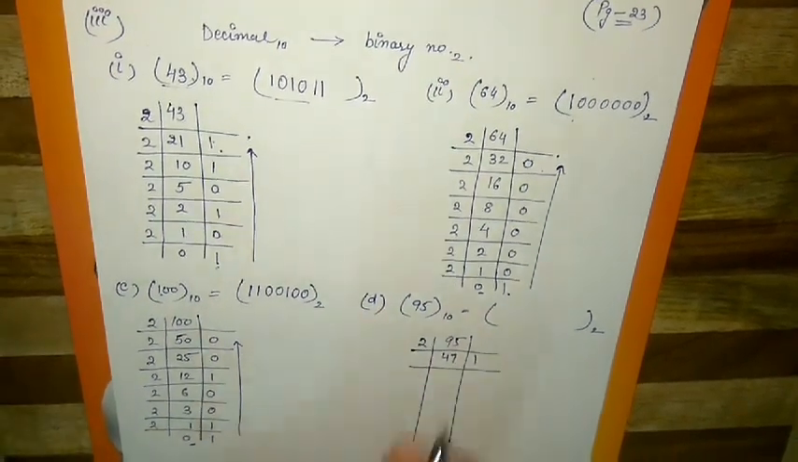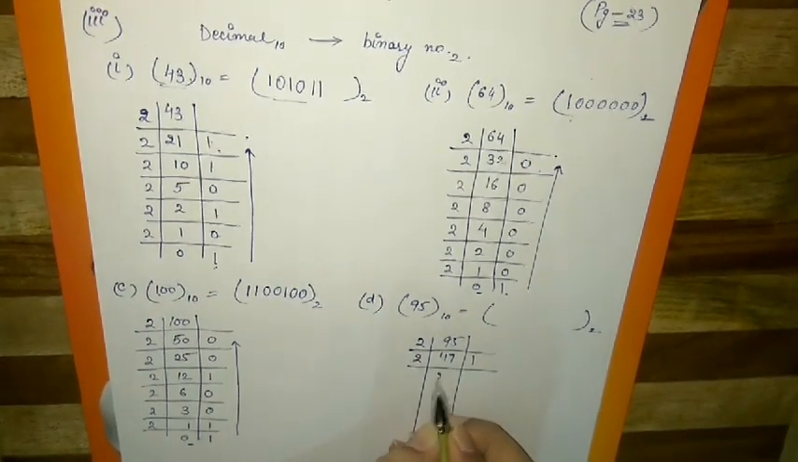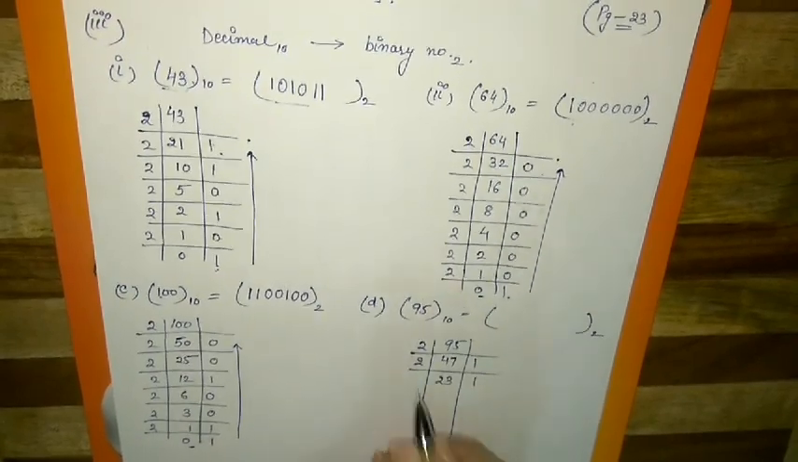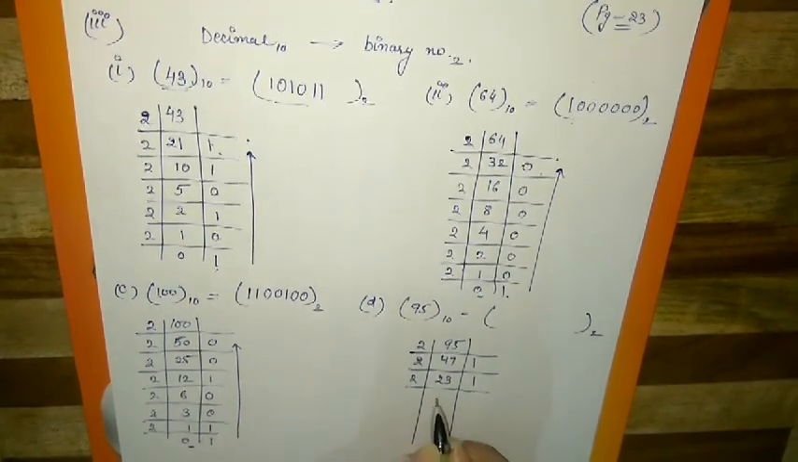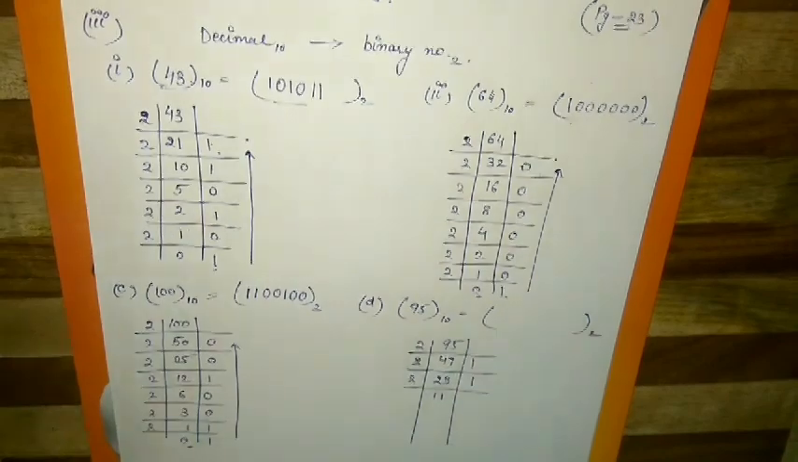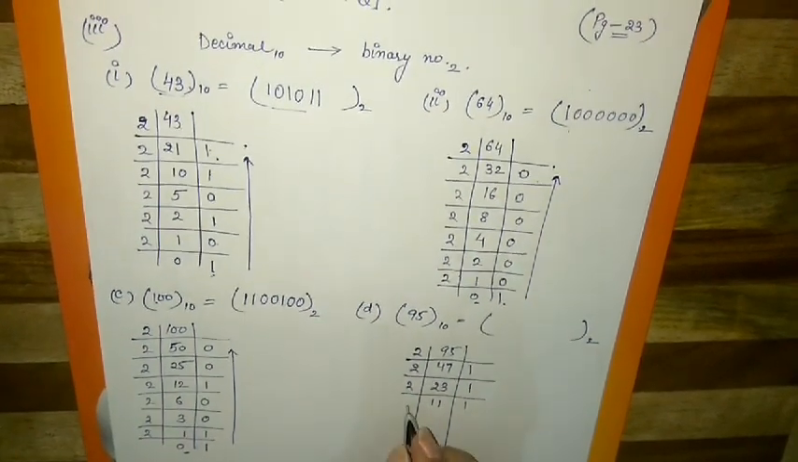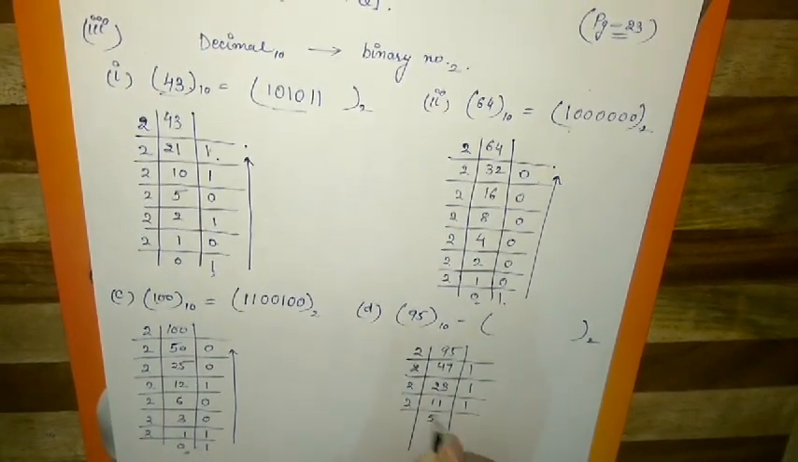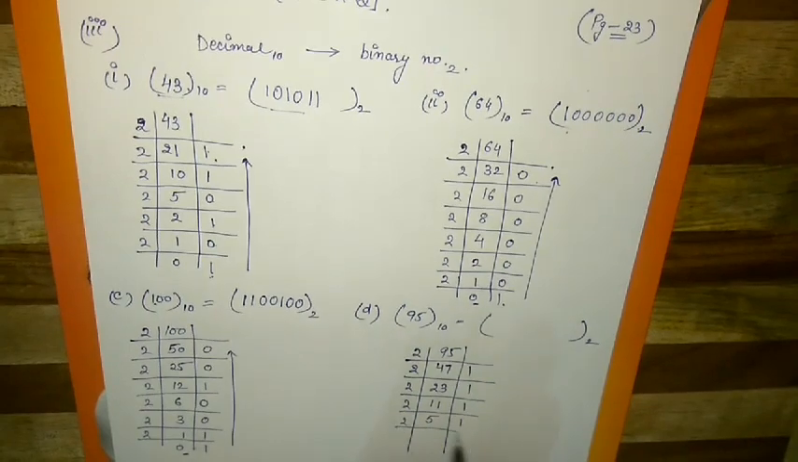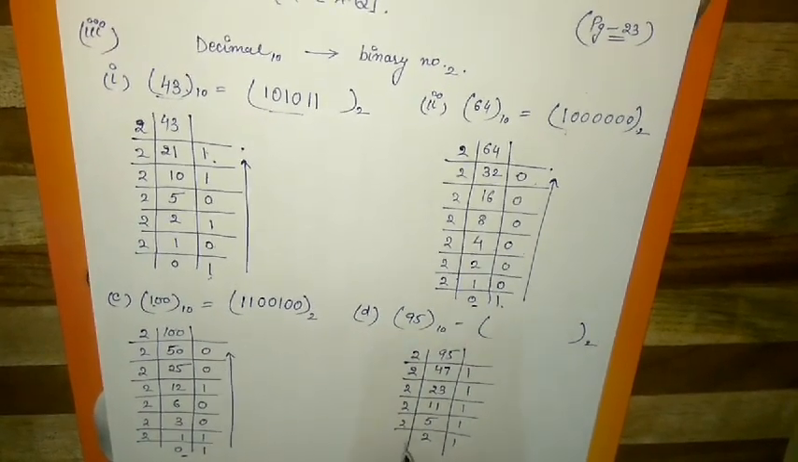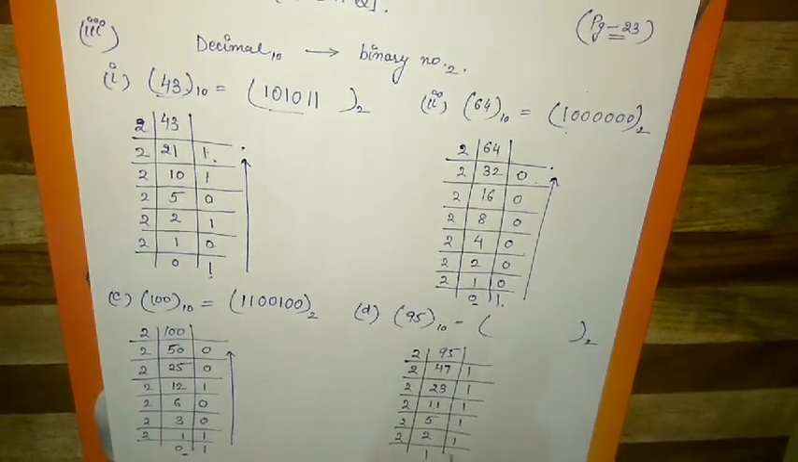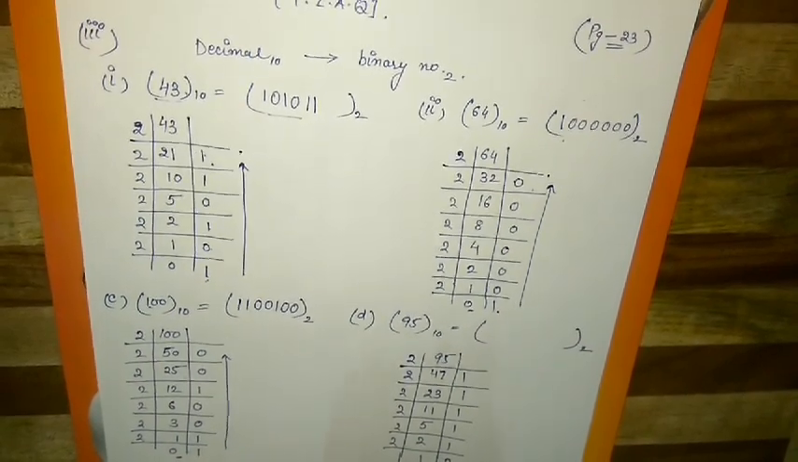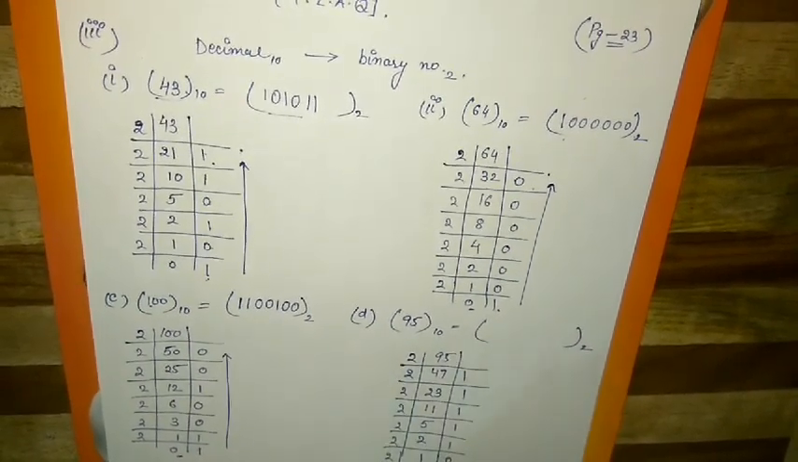Okay, again divide by 2. 23 by 2, you will be getting 11 as a quotient, 1 as a remainder. Again by 2, 5 2s are 10, 1 as a remainder. Again 2 2s are 4, 1 as a remainder. 2 1s are 2, 0 as a remainder, and at the last 0 and 1 as a remainder.